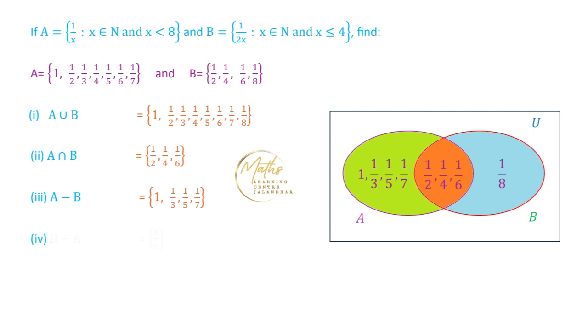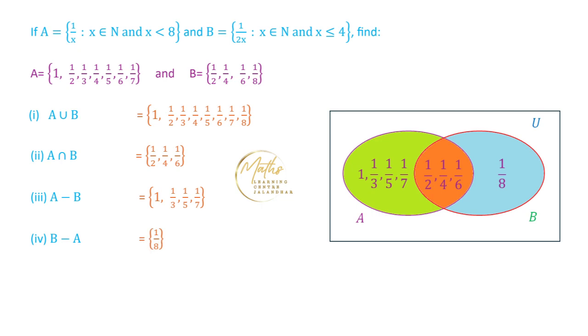Next we are calculating the value of B minus A. B minus A means all those elements of B which are not elements of A. So the only element we have is 1 by 8. So the answer in this case is 1 by 8.